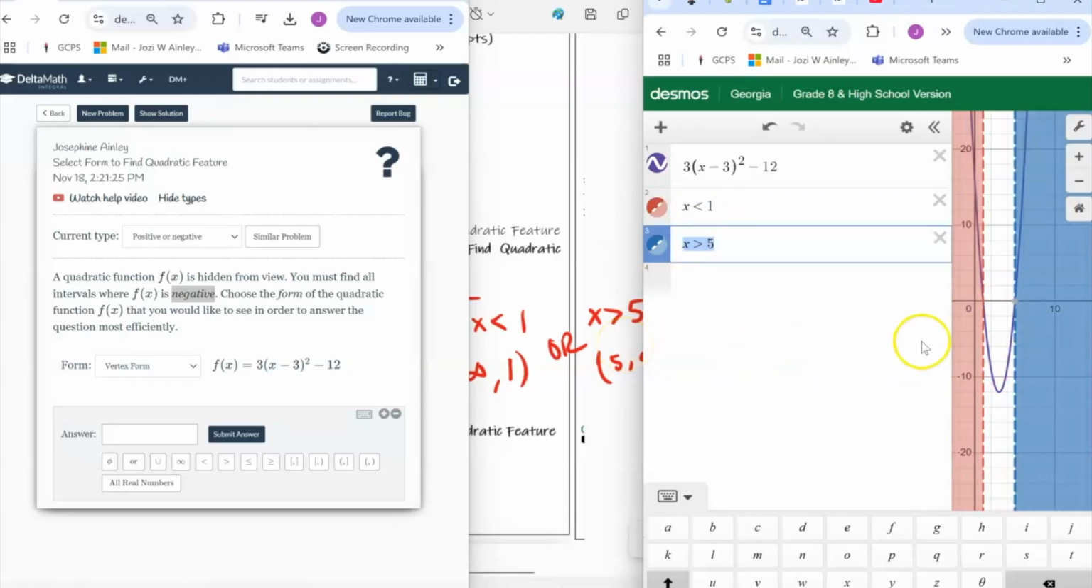Again, the big takeaway when you're looking at positive is you're looking either above the x-axis or below the x-axis, and your answer will either have one equation if it's connected or 2 separate ones if it's disconnected. Let's practice.